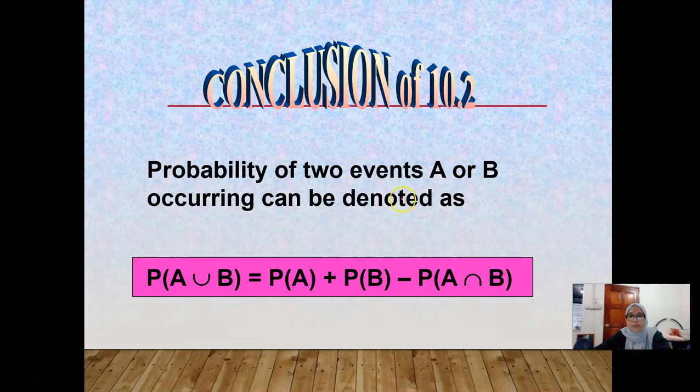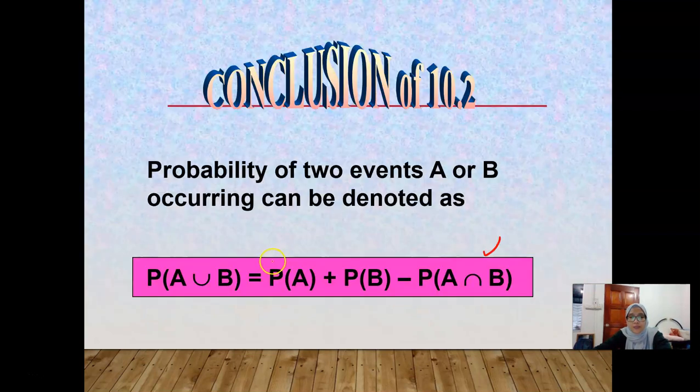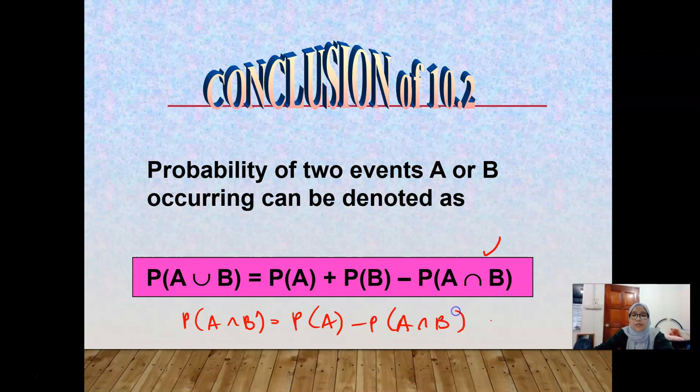Okay, so conclusion for 10.3, you have to memorize this and the De Morgan rule as well. The De Morgan rule, where if you take out the sign, the complement, then the sign inside changes. And another one is P(A intersect B prime) is P(A) minus P(A intersect B). Check this one.